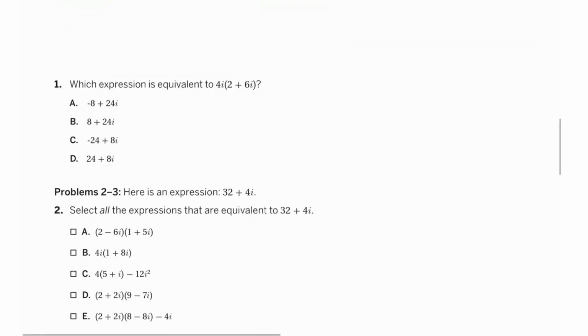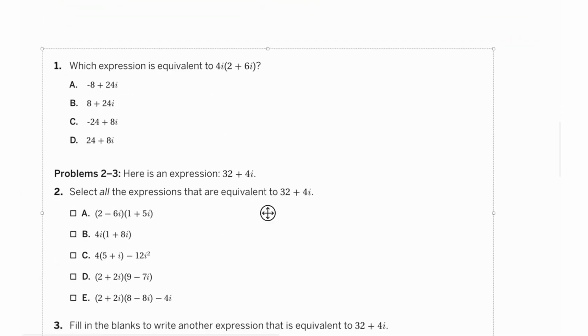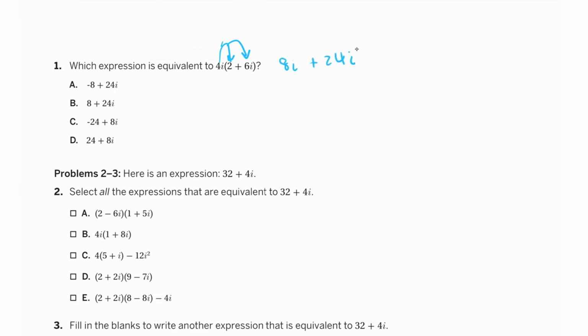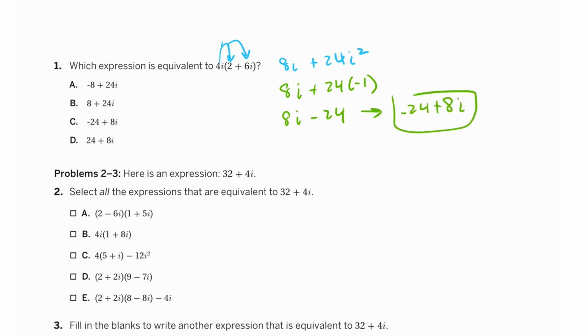So for number one, which expression is equivalent to 4i times 2 plus 6i? I'm going to distribute that to get 8i plus 24i squared. And now this i squared equals -1, so it's 24 times -1. 8i minus 24, and then we want it in the order where our real number is first, so that just becomes -24 plus 8i, which we see is letter C.